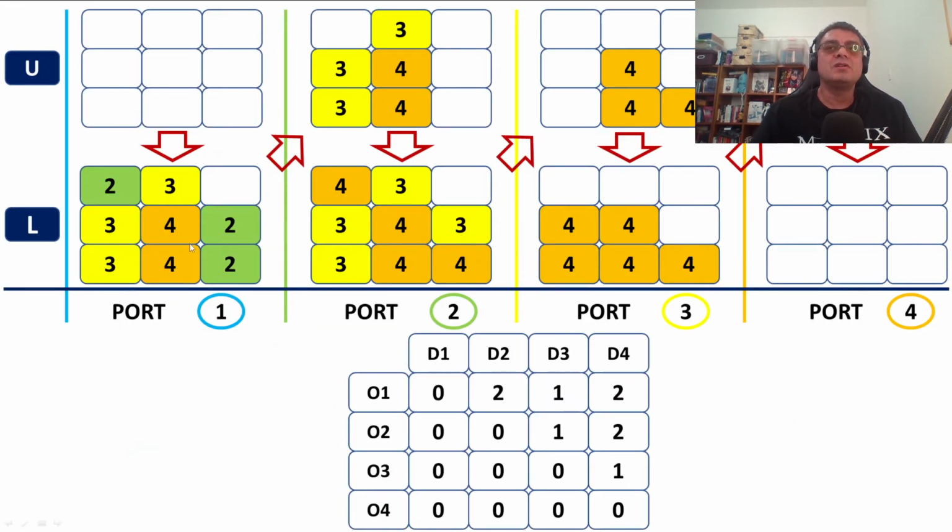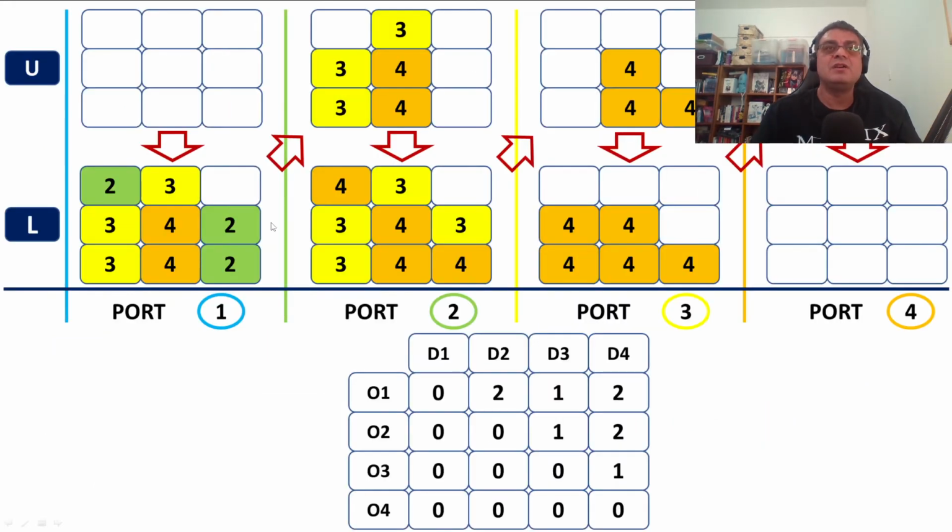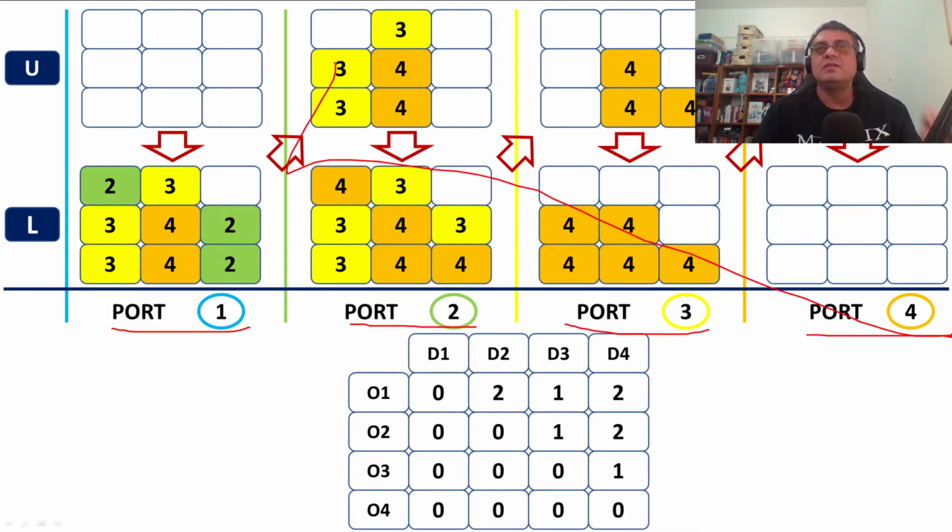So how are we going to say how much effort we should put in each bay? It's very simple. Imagine that the ship is in a certain port, for example port one, then port two, three, and four. This is the evolution of the container ship through ports.